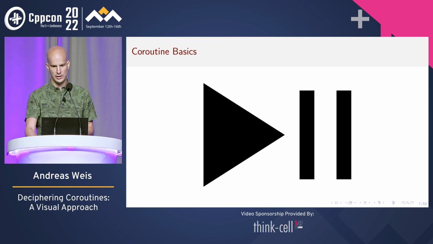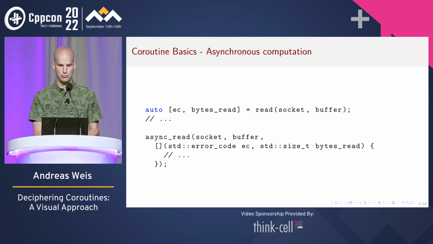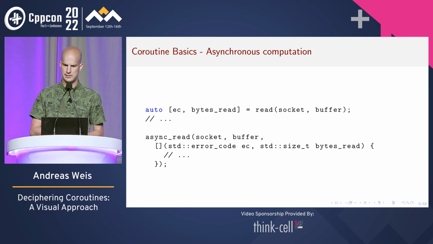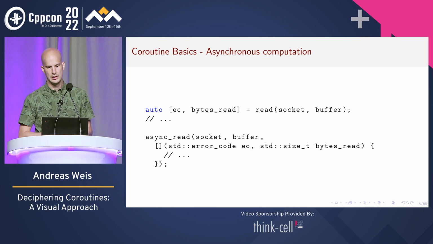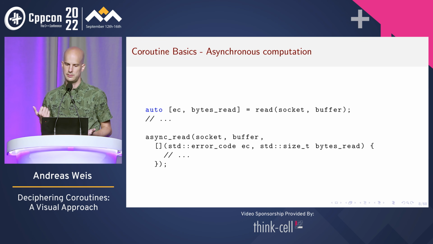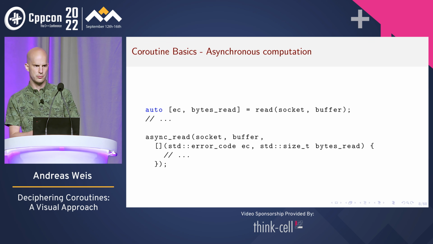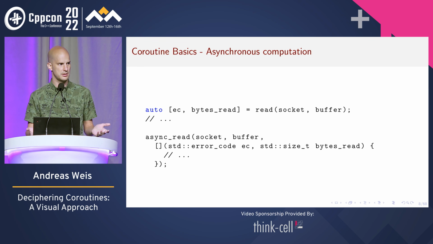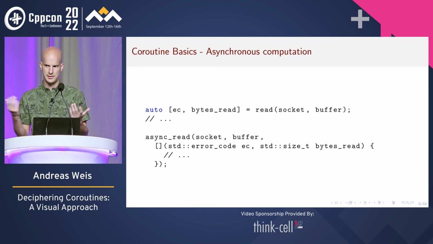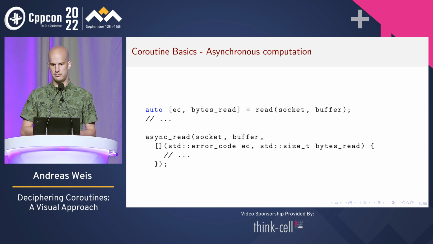So let's look at some really basic examples. One example that is often cited is asynchronous computation. Imagine, for example, that you have a socket library. The easiest way to write code with such libraries is to just use blocking calls. That's usually the most simple, straightforward code. Of course, the disadvantage is that you lose the thread while it's waiting for the operation to complete.